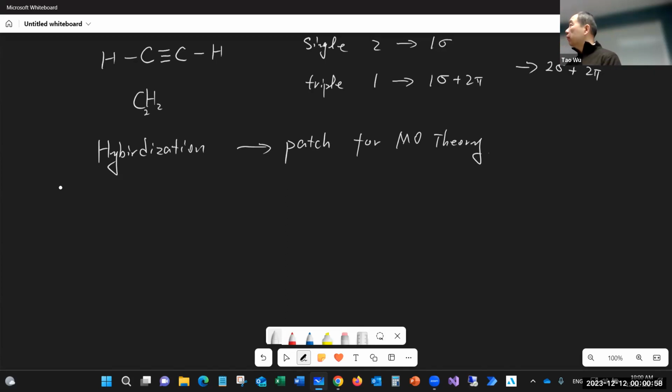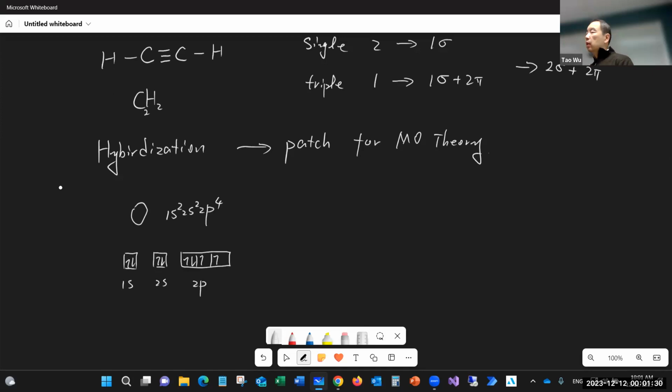MO theory talks about if you have a single electron in your orbital, then this single electron can pair with others to make a bond. One example is oxygen, right? Oxygen is 1s2, 2s2, and 2p4. So if you draw the electron diagram for oxygen, it's 1s, 2s, and 2p. This is the electron diagram for oxygen, with 4 electrons in the p.